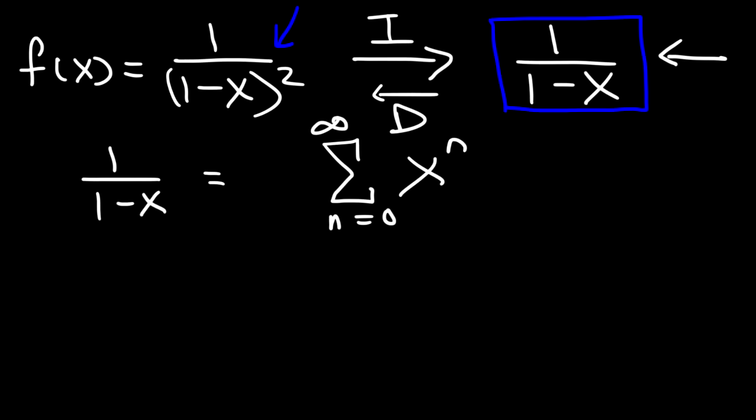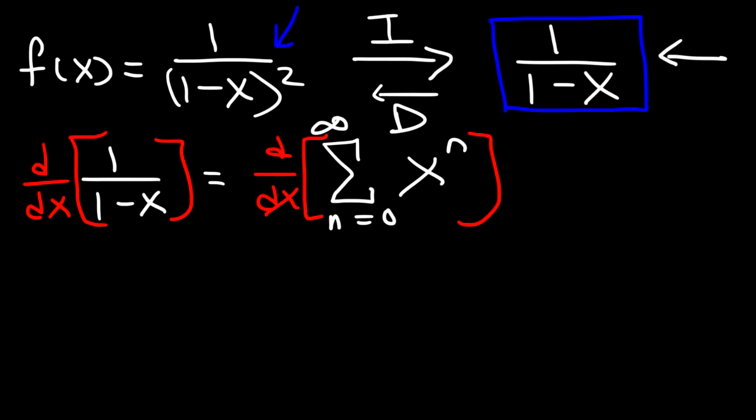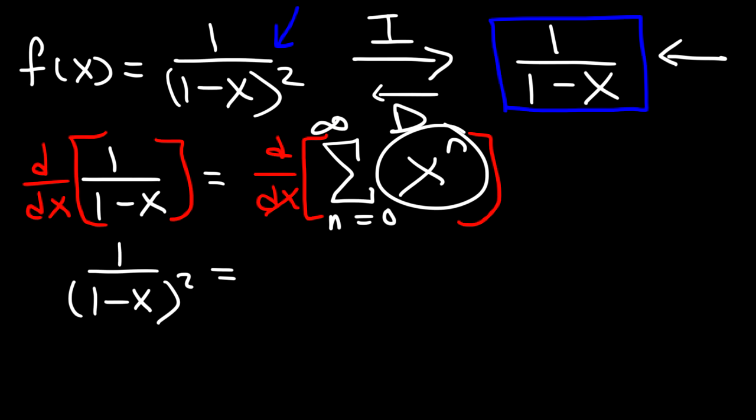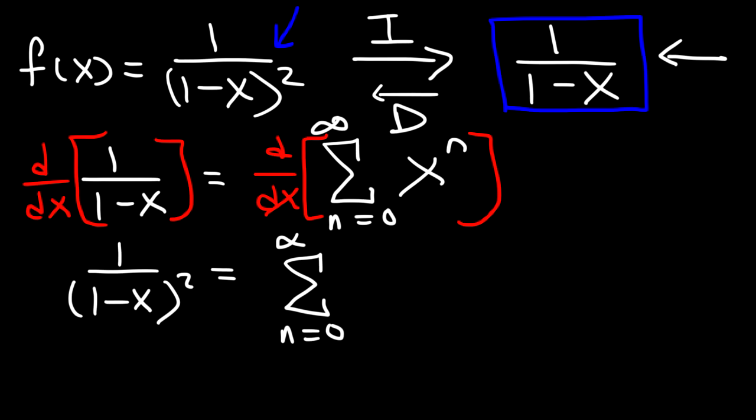Now, if that's the case, we need to take the derivative of both sides. So the derivative of 1 over 1 minus x, we know it's 1 over 1 minus x squared. So all we need to do is differentiate x to the n. So we're going to have the power series from 0 to infinity, and the derivative of x to the n using the power rule is going to be n x to the n minus 1.